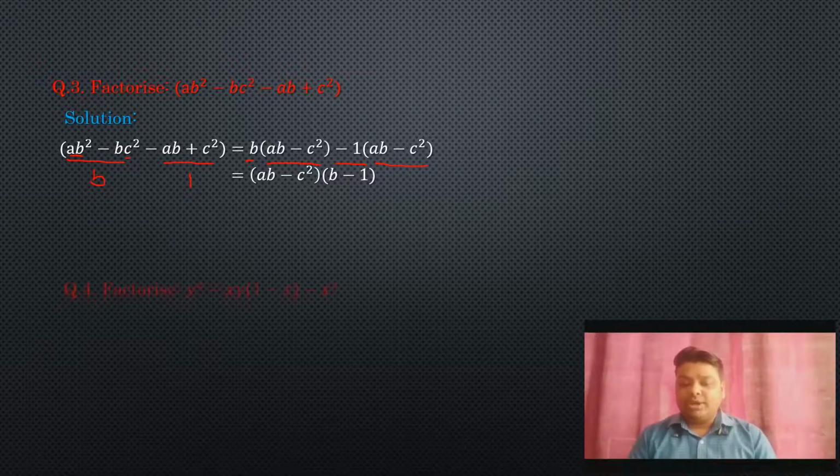Question 4. We have to factorize y square minus xy under bracket 1 minus x minus x cube. In all the previous questions you have seen the first term, second term, third term and fourth term. But here you can see that there is a first term, a second term and a third term. Only 3 terms here. So we can't separate it. So what we will do, at first here you can see xy is outside and 1 minus x is in the bracket. So in this case we will multiply it at first like this.